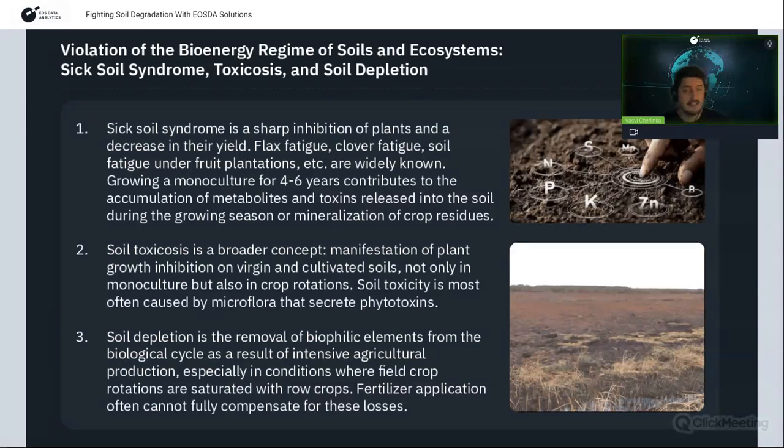The next negative effects include sick soil syndrome, toxicosis, and soil depletion. Crops that are grown in monoculture or minimum crop change may accumulate metabolites and toxins in the soil. Regarding that, the microbiocenosis is rebuilding. This causes severe plant suppression and a decrease in yield. Soil depletion occurs when nutrients are removed from the biological cycle and not compensated by fertilizers.